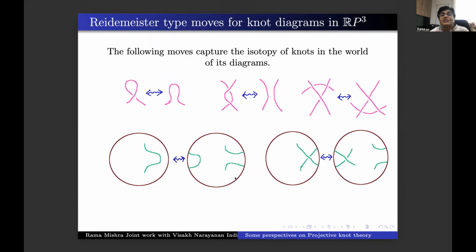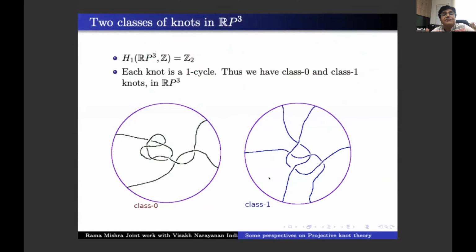In order to capture the isotopy at the diagram level, we have Reidemeister's moves. There are the standard Reidemeister moves, and there are some additional moves which take care of the identification part. We have a similar Reidemeister's theorem, which I did not state here.